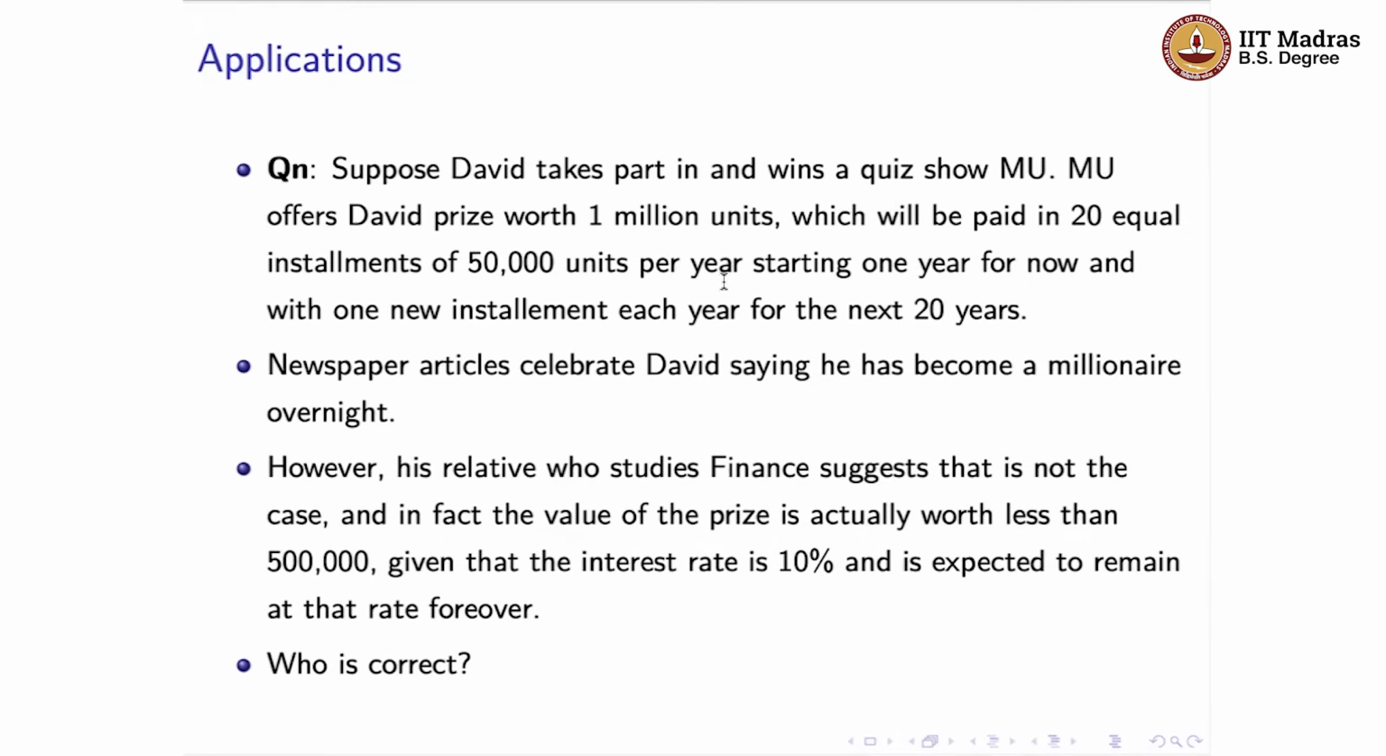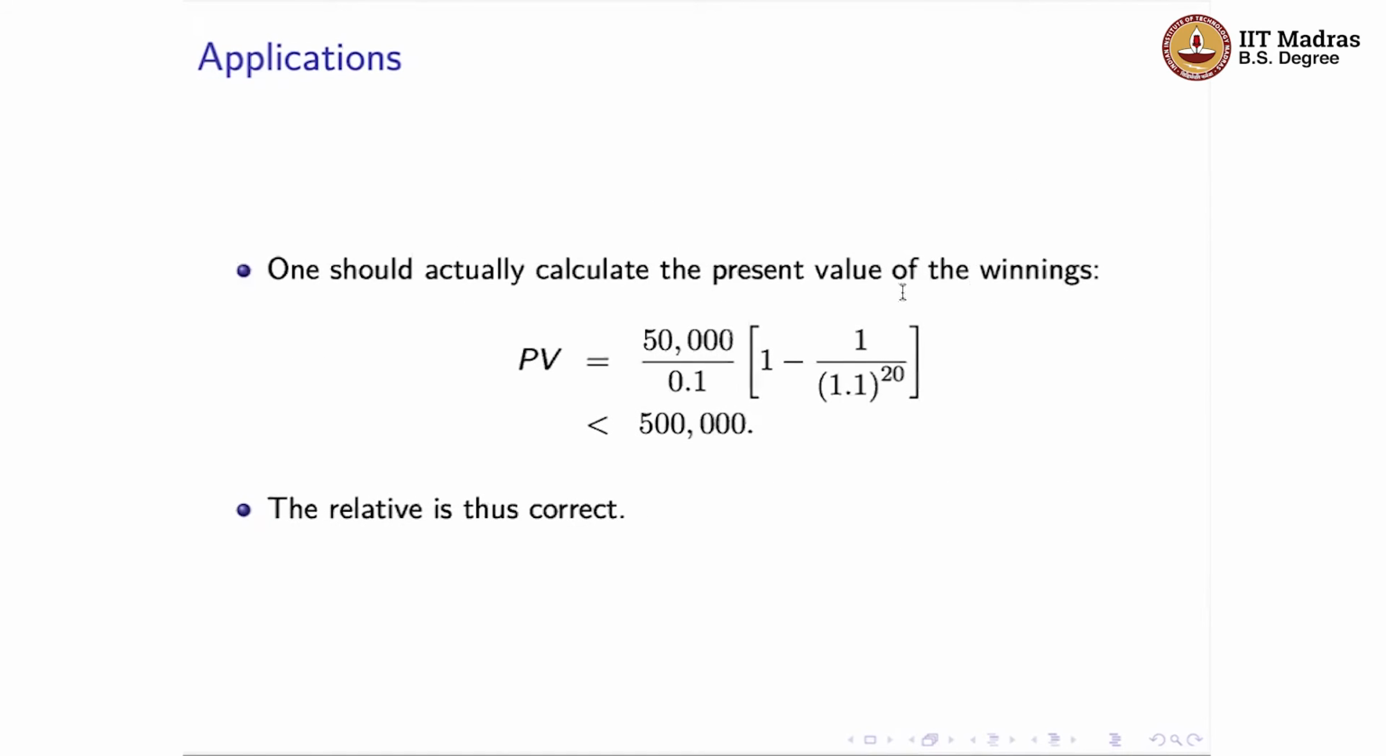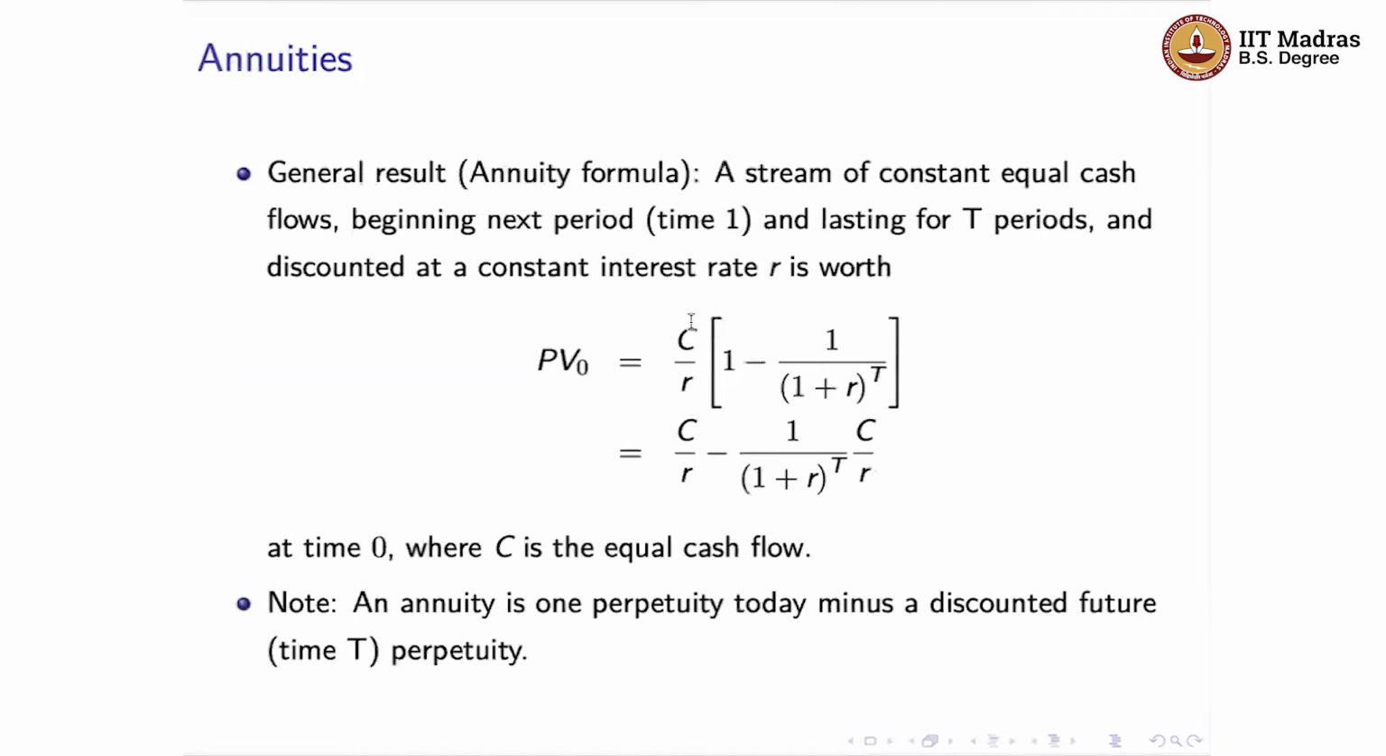So this is an amount where you are going to get paid 50,000 in year one, 50,000 in year two, and so on, right? And so therefore, this is an annuity which pays out 50,000 each period, beginning from one period onwards, and it pays out for 20 years, right? So you can actually back up and look up this formula that we had here.